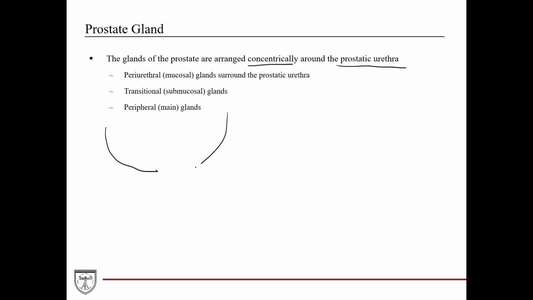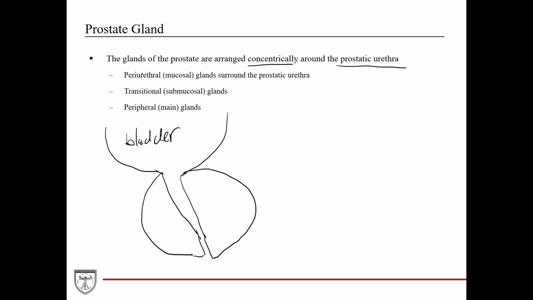So if we just draw a rough diagram here, here's the bladder. And then again, here's the prostatic urethra traveling in here. And if we draw the prostate gland around like this. Now, the first zone or region is the periurethral glands. And again, it's in the name, they just surround the prostatic urethra. So these are just outside the urethra here. So we'll draw this part in here, just shade it in a little bit for you. And so this is your periurethral area.